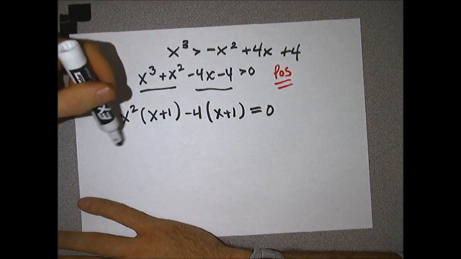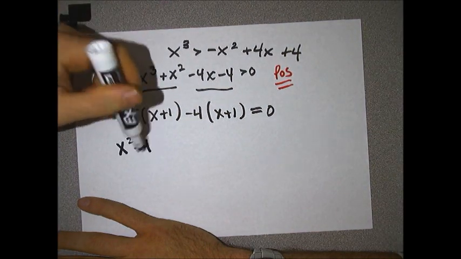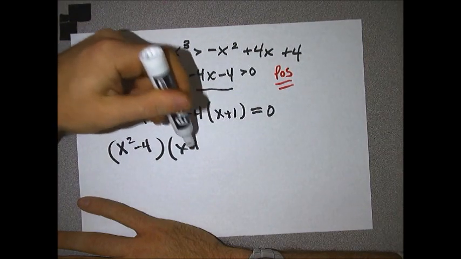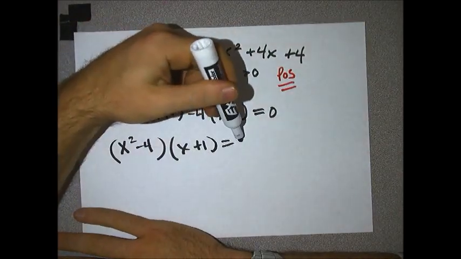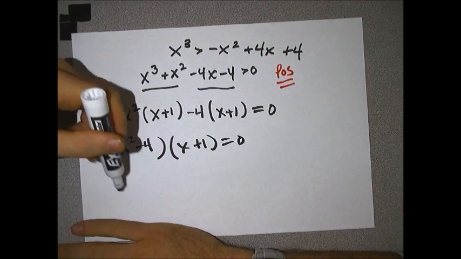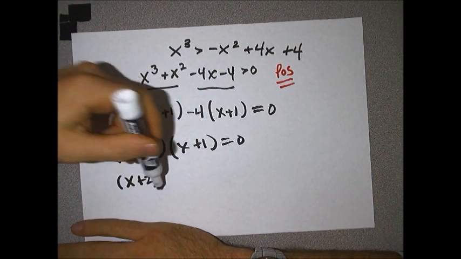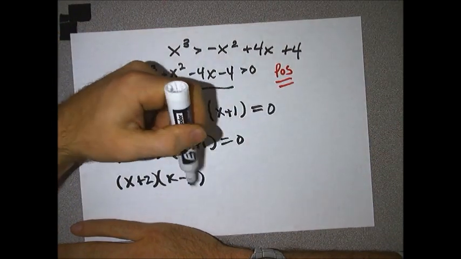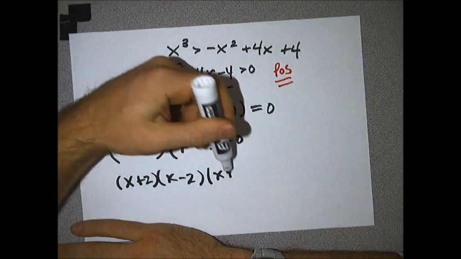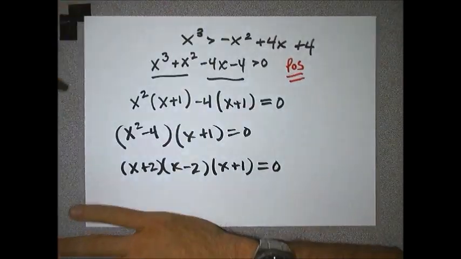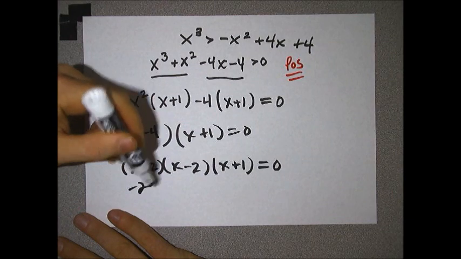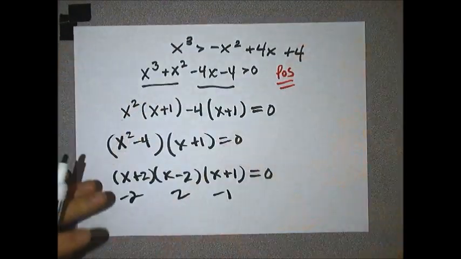Take the grouping on the outside, x squared minus 4. Take the grouping on the inside, x plus 1. x squared minus 4 factors into x plus 2, x minus 2. We have x plus 1. So I want to solve, so what are my zeros? Negative 2, 2, negative 1.